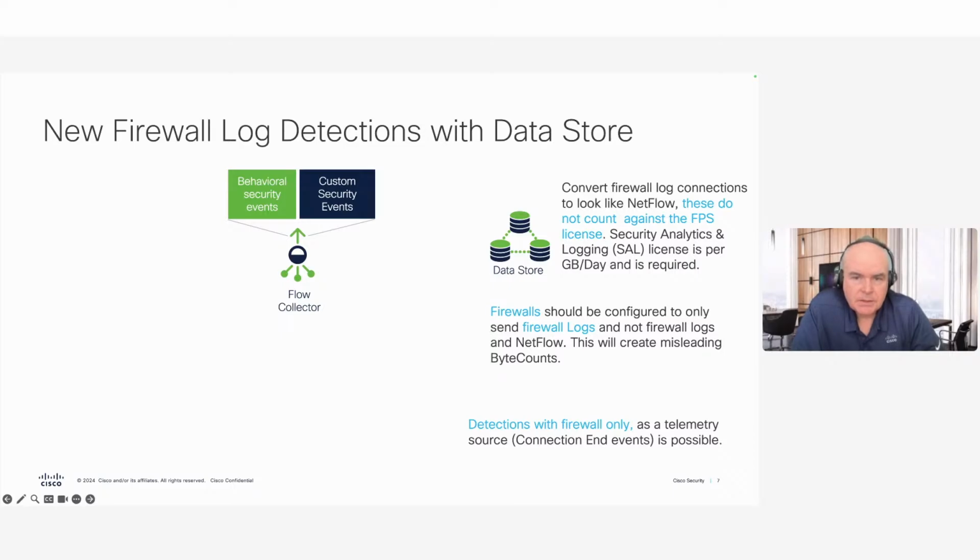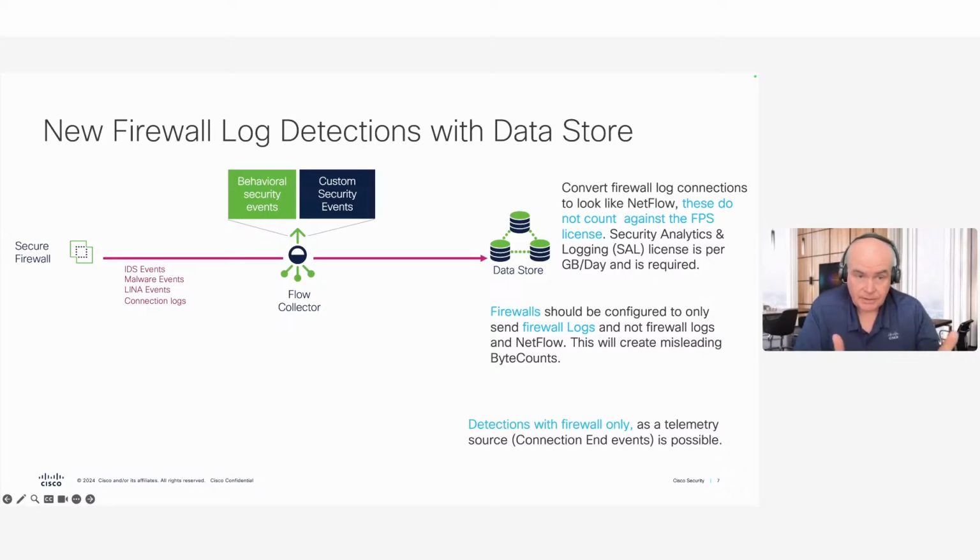Also, a tip here is that the firewall should only be configured to send firewall logs and not firewall logs and NetFlow. Traditionally, people would normally configure their firewalls, whether they're Cisco or not Cisco, to send NetFlow, or IPFIX I should say, to the flow collector. What we're saying is, yes, you can do that now. You can configure the firewalls to send IPFIX, and you can send the syslog to the flow collector. But effectively, you'll be double counting.